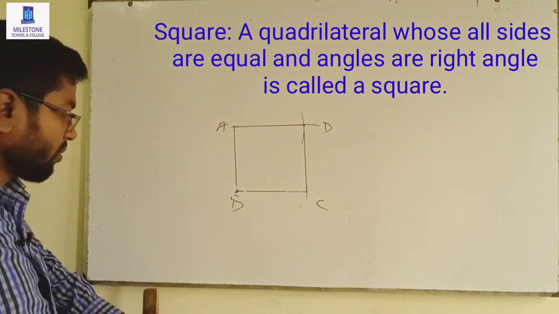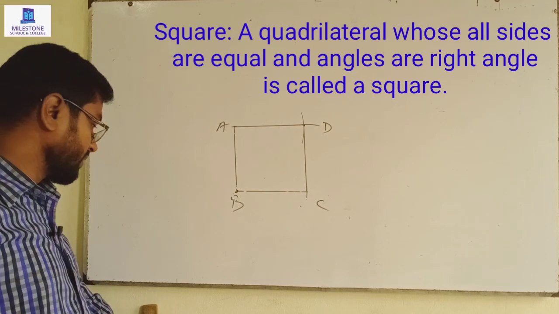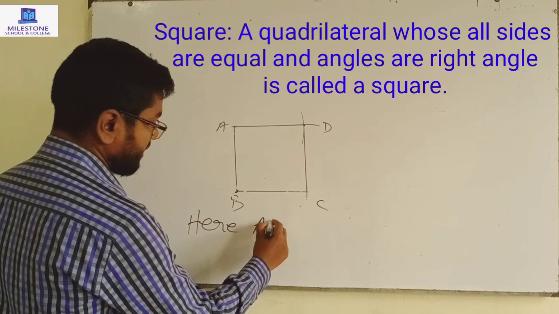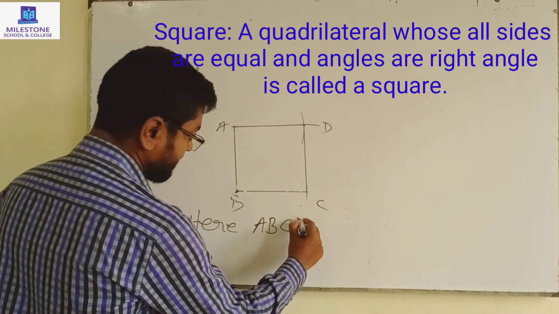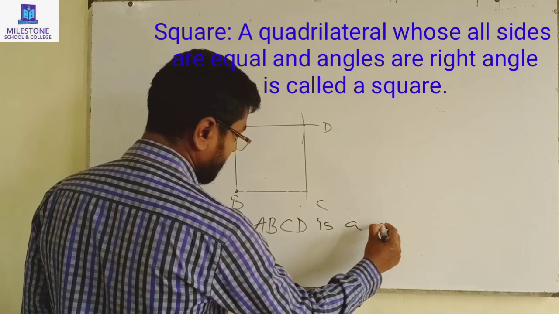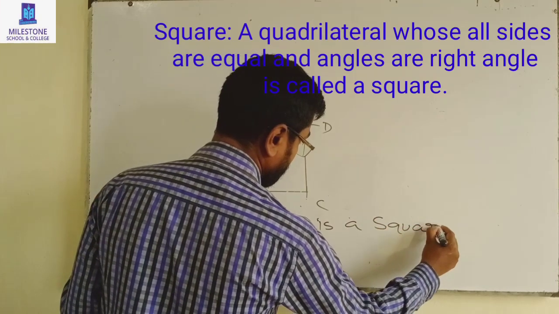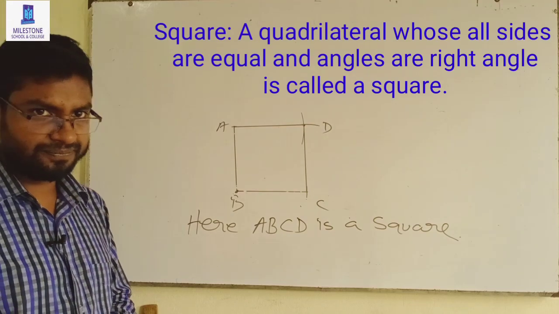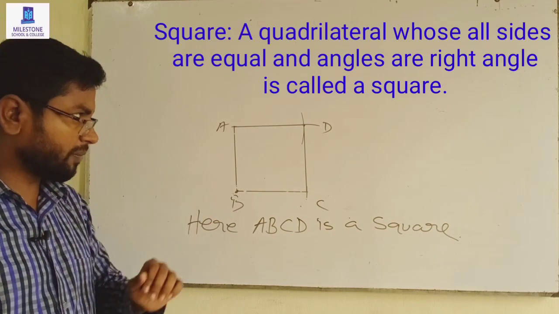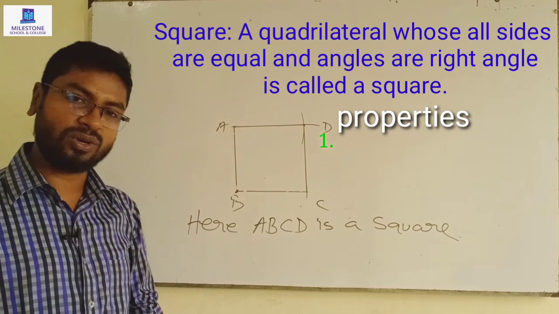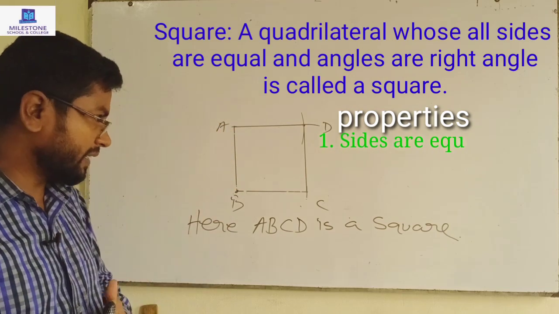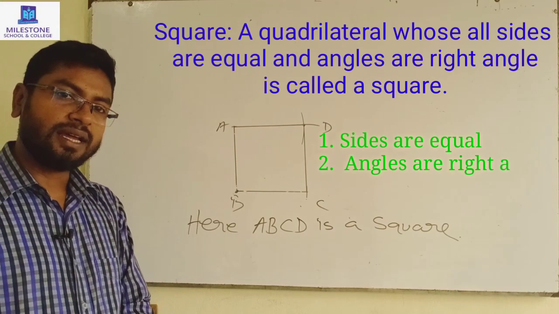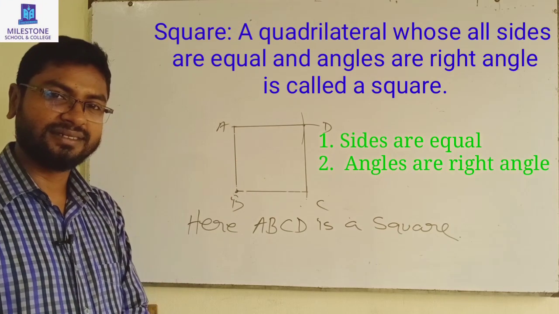Now this figure is called a square. So we will write it down here: ABCD is a square. What are the properties of a square? Property number 1: all sides are equal. Property number 2: angles are right angles. Okay.